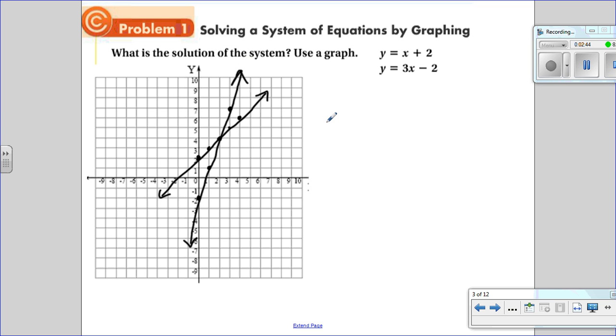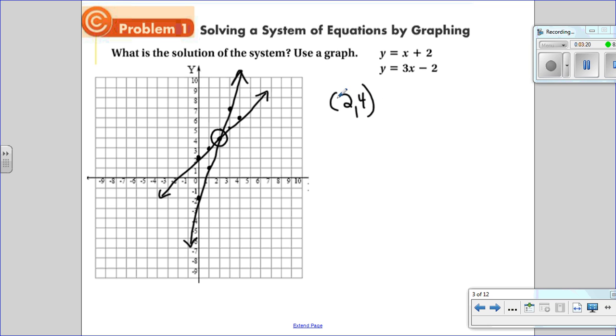Okay, so now what I suggest to you while you're doing this on your paper is to grab some kind of a straight edge. We might be talking a ruler, we might be talking just a piece of paper, but grab some kind of a straight edge to make a nice straight line for this. Now your solution is wherever these two lines intersect. And so they intersect right here, which is at the point 2, 4. So our solution is 2, 4.